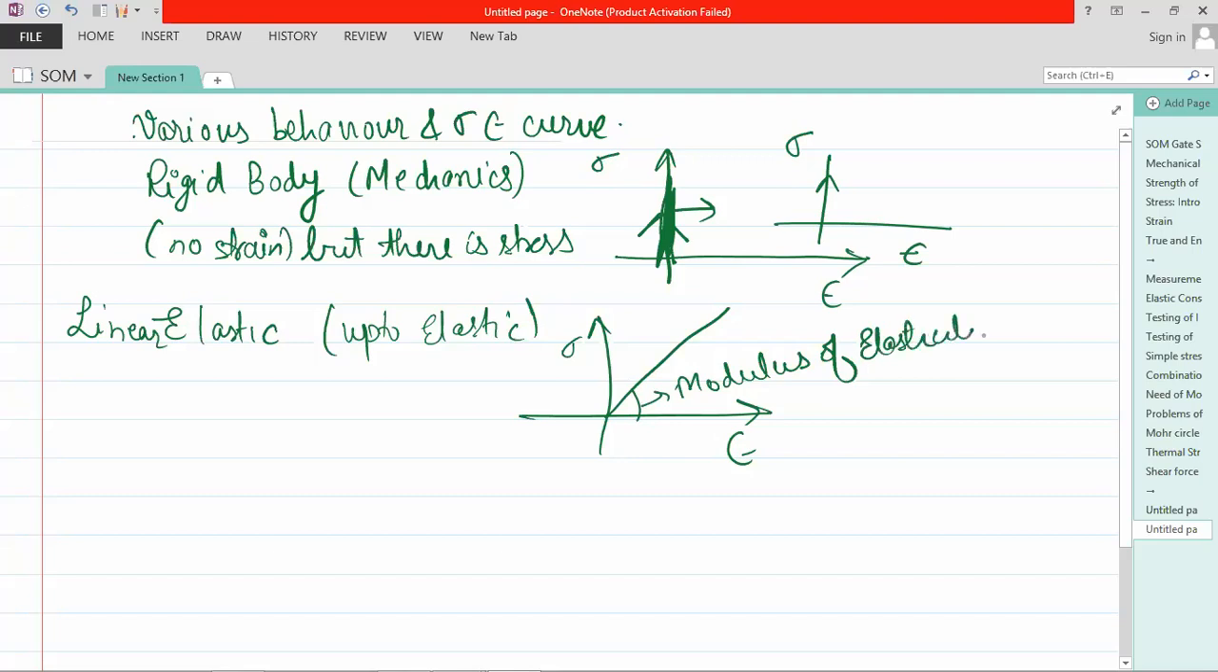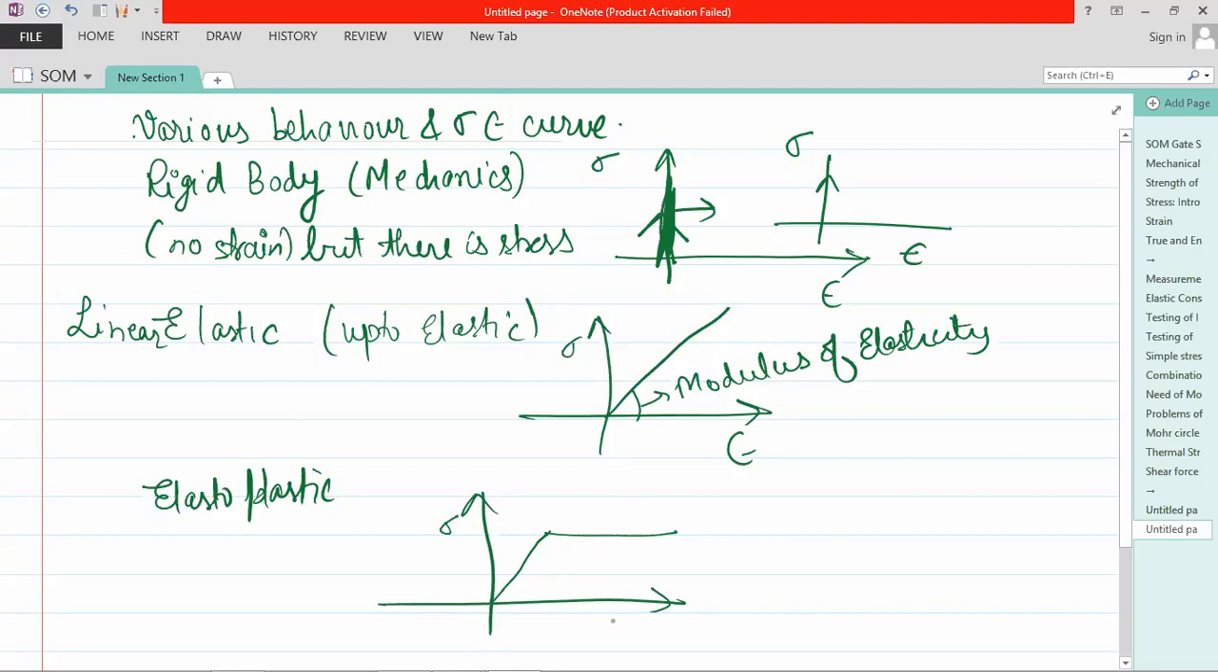Okay. Now second, elastoplastic. Go with the name. Everything is written in the name. Elastoplastic. Elasto means elastic and plasto means plastic. This is elasto, it is elastic, and then it is plastic. And what is the meaning of plastic? Plastic means deformation is very rapid. Okay, this is elastoplastic behavior. Please draw it on your copy.